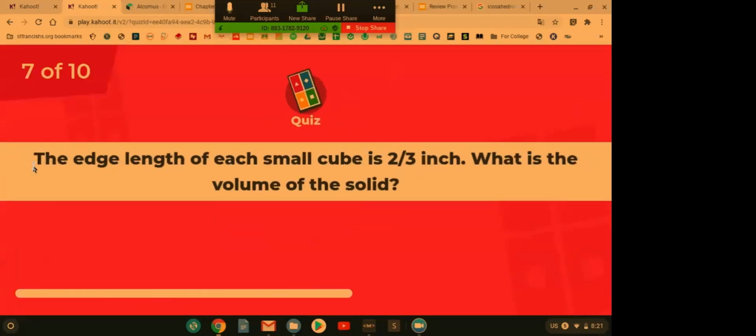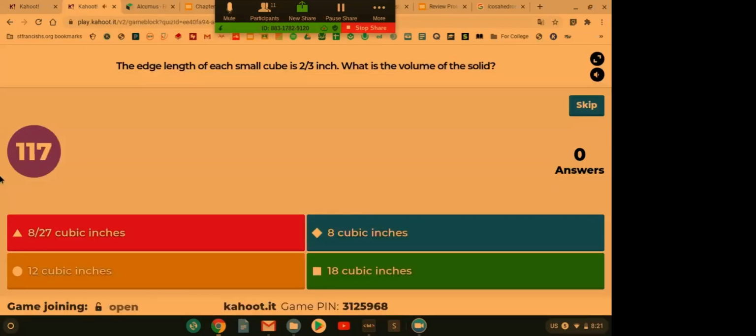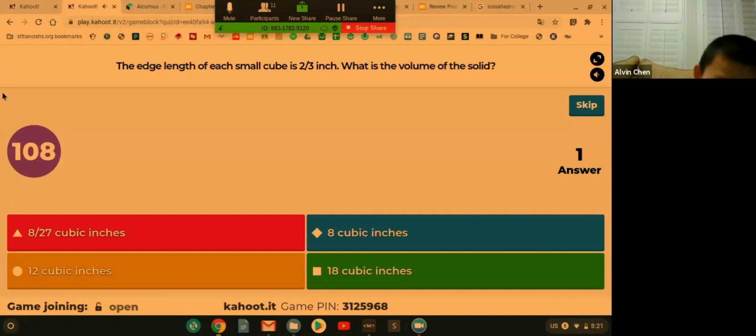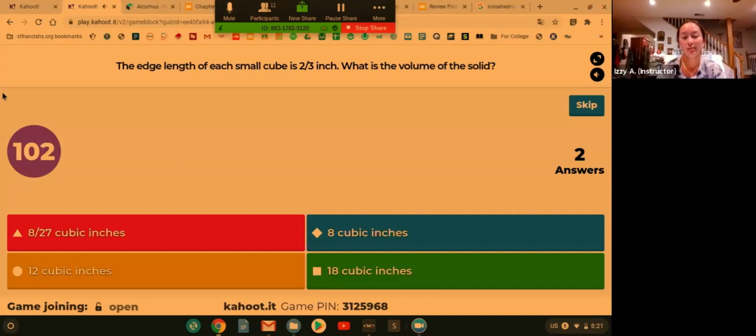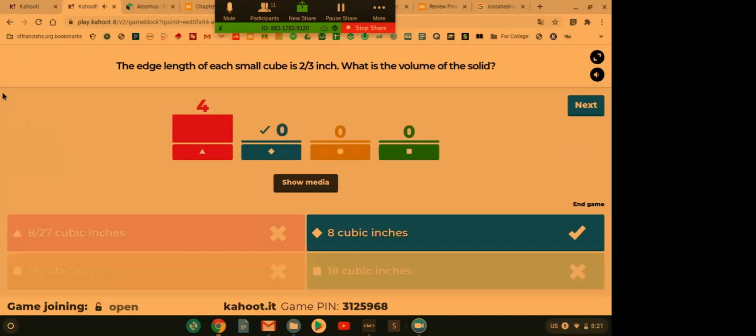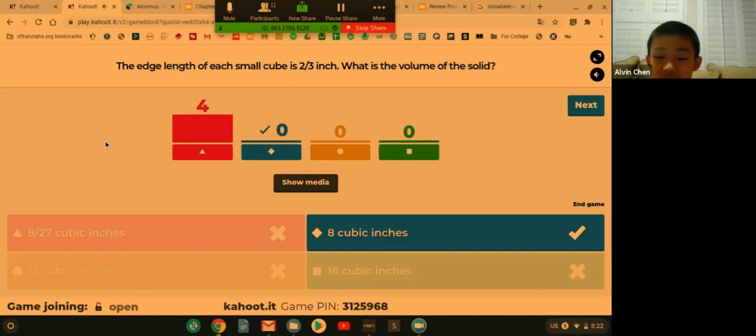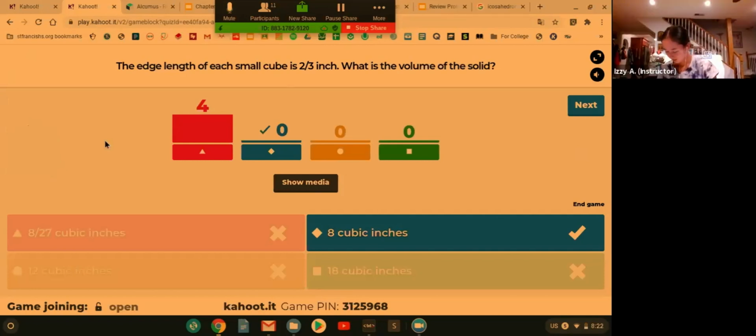The edge length of each small cube is 2/3 inch. What is the volume of the... What do you mean? Where's the picture? Hey, you don't need a picture to solve this, you know? I know, I'm just asking. And wow, nobody got it right. So that makes no sense.